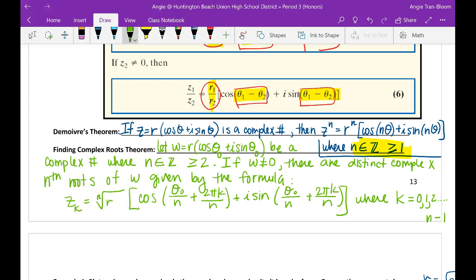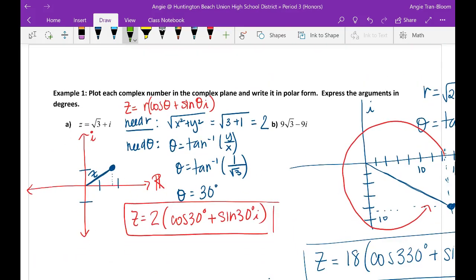So if your root is 4th, then the maximum k you're going to go to is 3, because 0 is your first root. That's why it starts at 0. So if I'm asking you to find the 5th root, then you're going to go to z of 4. If I'm asking you to find the 4th root, then you're going to go up to z of 3. So k starts at 0, and that's why the max is 1 less than the number itself. Now that we have these extra formulas, let's go and use them.